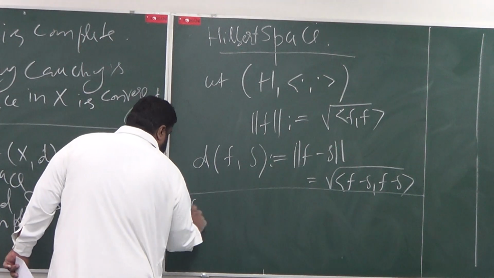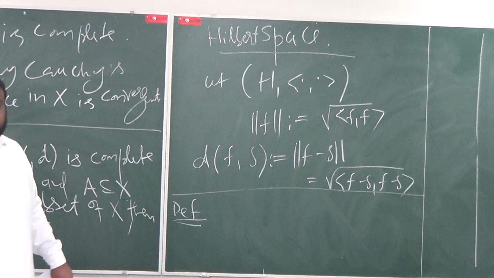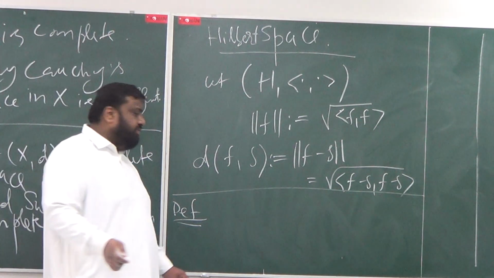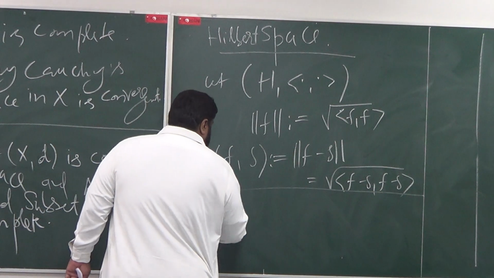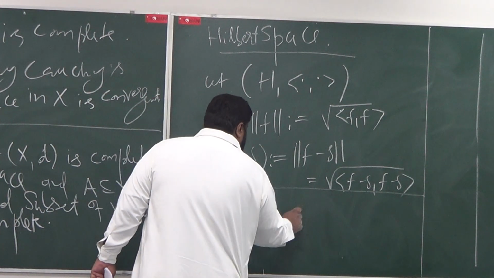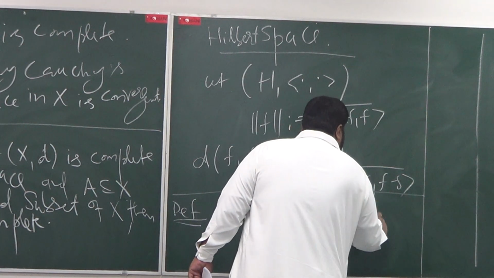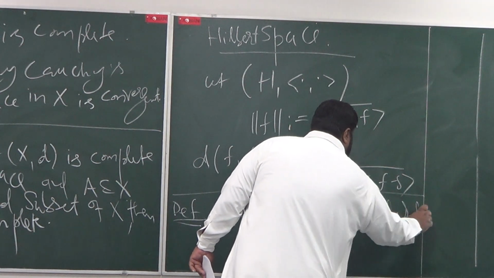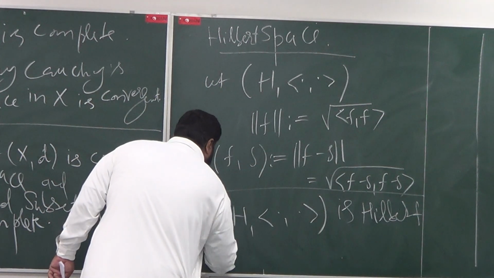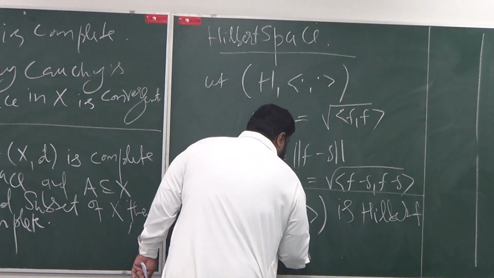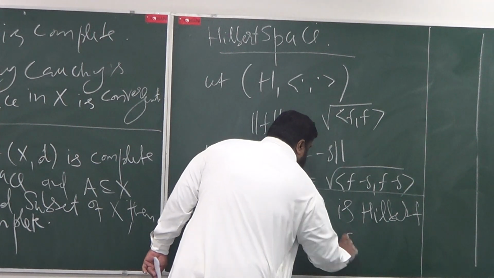So here's the definition of what we call a Hilbert space. Roughly, a Hilbert space is a complete inner product space. It is a Hilbert space if it is complete.